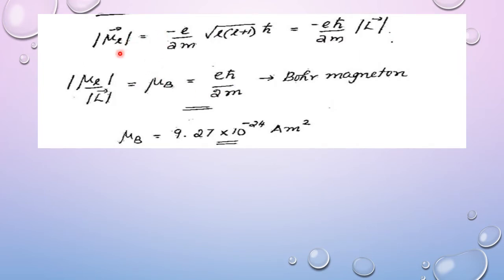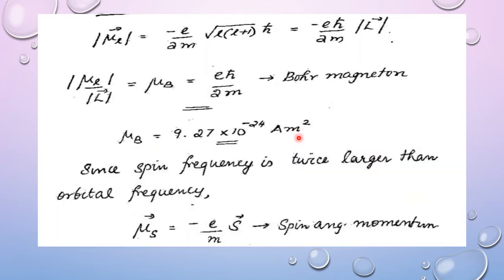Now, what is the magnitude of mu L? That is equal to e by 2m times the magnitude of L, which is root of l into l plus 1 times h cross. So that is e h cross by 2m, times root l(l+1). So we find a new quantity, mu L by root l(l+1), which is a constant term mu B, equal to e h cross by 2m. This term is called the Bohr magneton. Its value is 9.27 into 10 raised to minus 24 ampere meter square. So this is about the orbital magnetic moment.